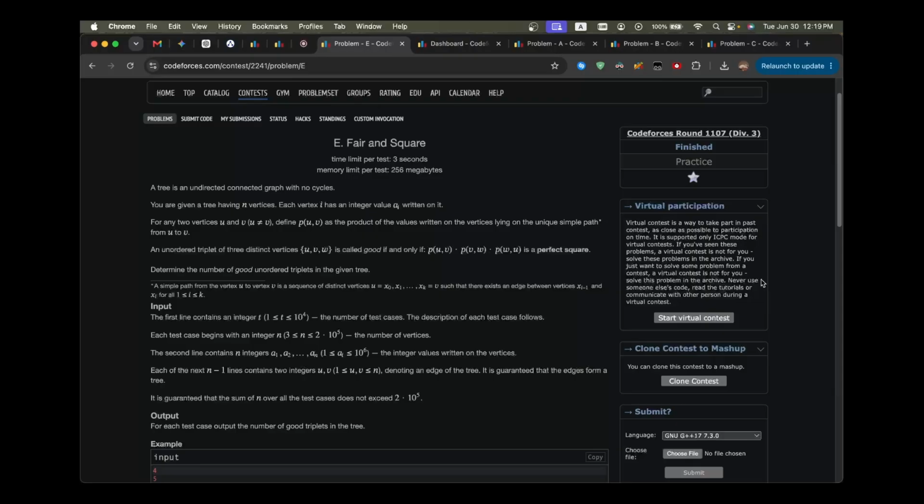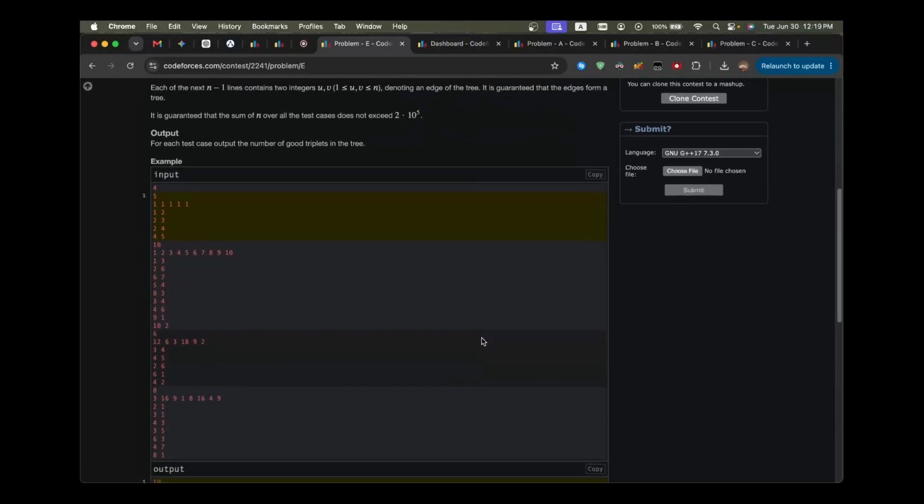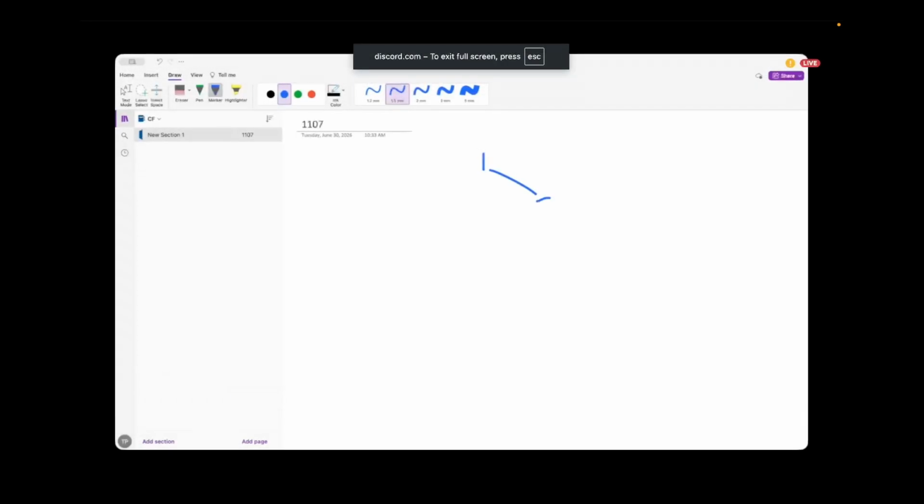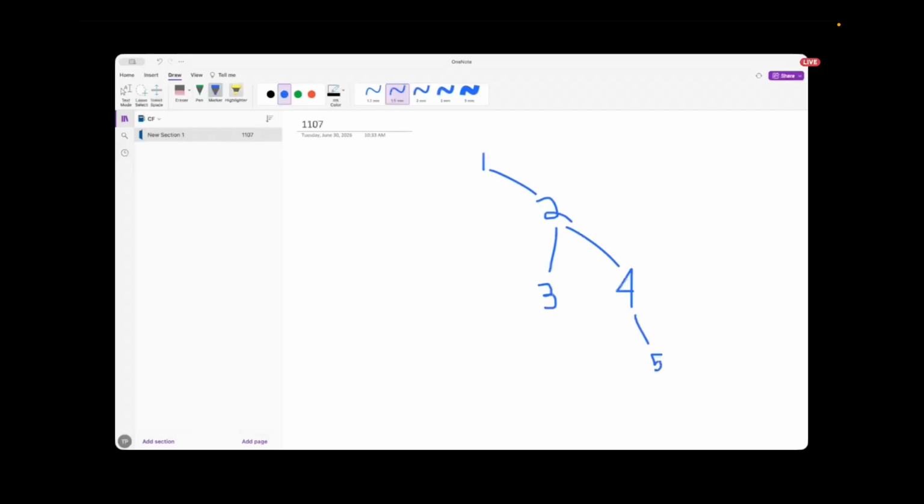Let's look at the first sample test case. I'm going to root the tree at node one. It doesn't really matter where you root it; I'm just rooting it to give us an idea of the structure of the tree. This is what the graph of the tree in the first test case looks like. I'll use a different color for the integer values on those vertices: 1, 1, 1, 1, 1.